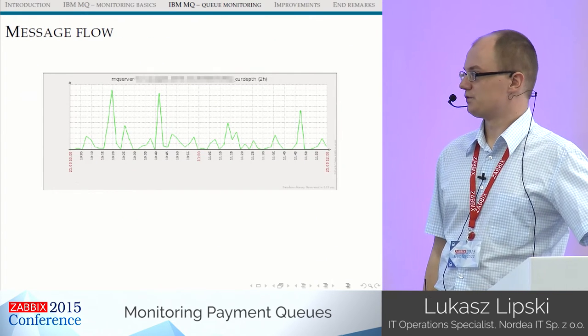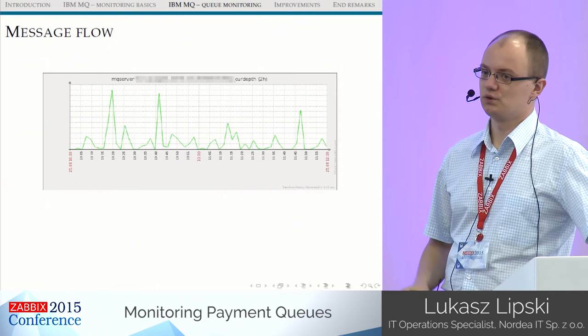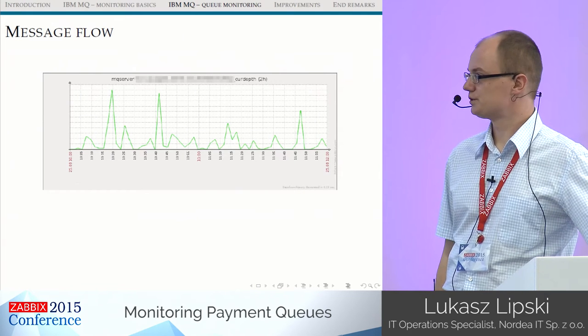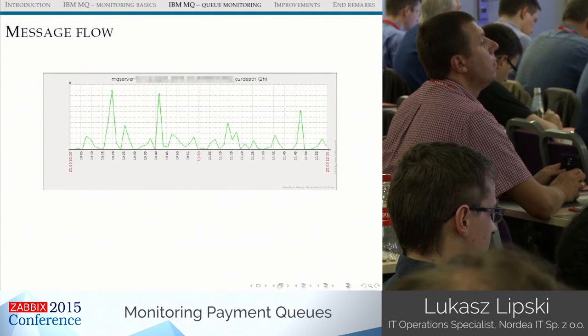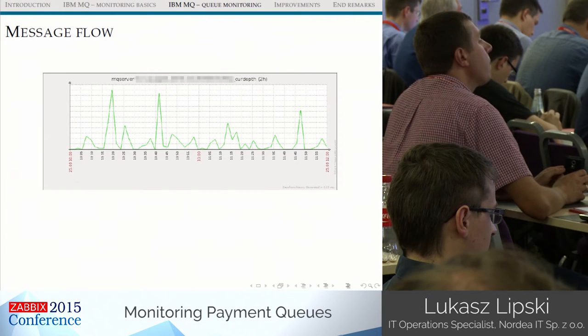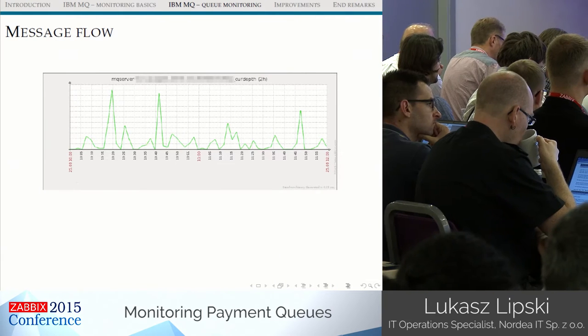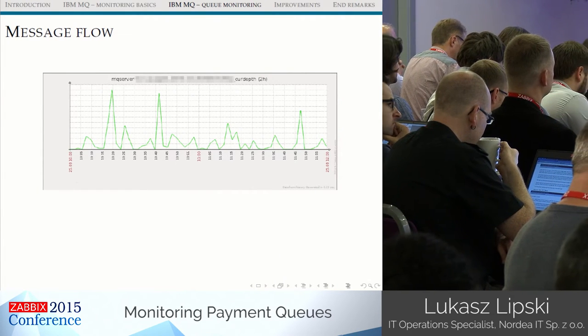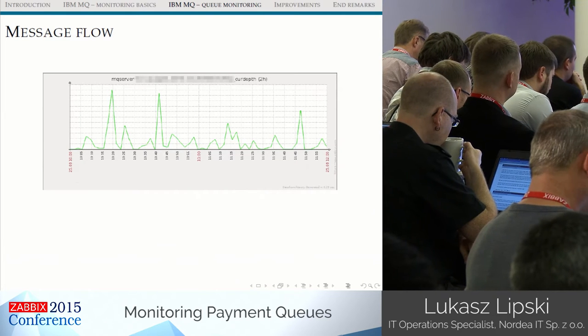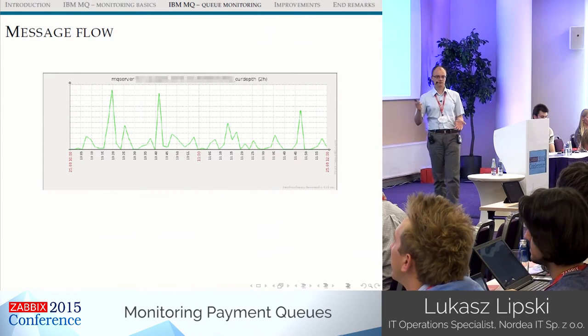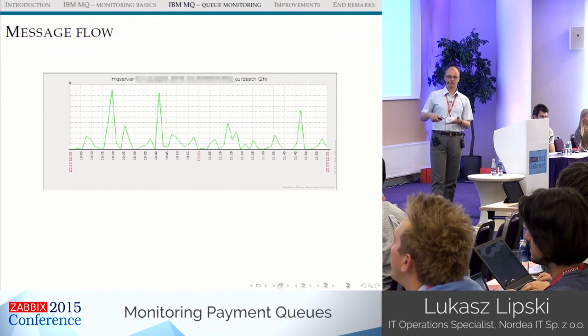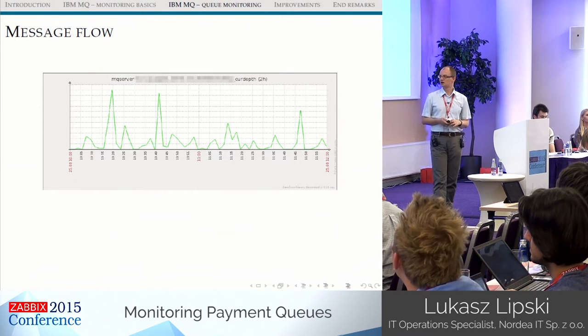Let's look at the message flow. Let's look at this queue depth metric that we introduced. When we're looking at the graphs provided by Zabbix, we see that the expected output should look like this. Something puts the message on the queue, and some other client unloads the messages from the queue. So you should expect that the queue fills and then empties again.